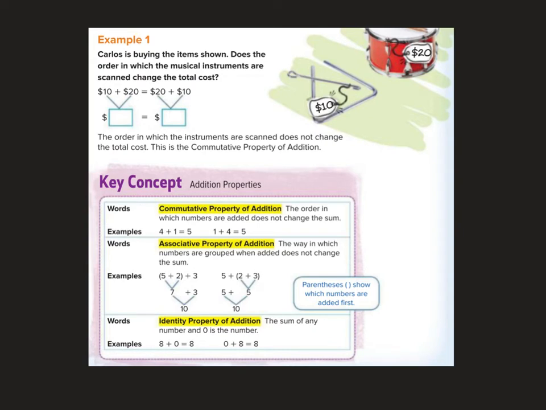Carlos is buying the items shown. Does the order in which the musical instruments are scanned change the total cost? So he's buying a triangle for $10 and a drum for $20. Does it matter if I do 10 plus 20 or 20 plus 10? Well, let's see. 10 plus 20 is $30. 20 plus 10 is $30. So does it change if we add 10 plus 20 or 20 plus 10? No, it doesn't, and that's because of the commutative property of addition.